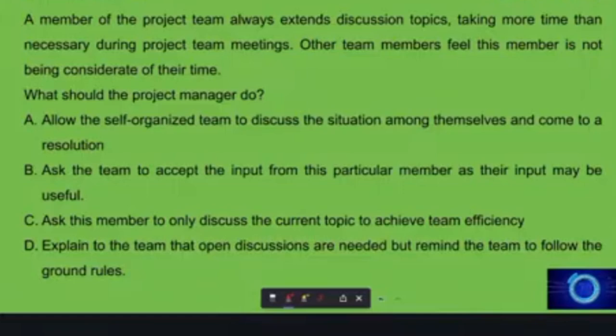D is the right answer, because if any one of the team is not respecting the rules set to contain meetings, we should always remind them of the ground rules. Good job. Thank you very much. Or refer to the ground rule. Good job.